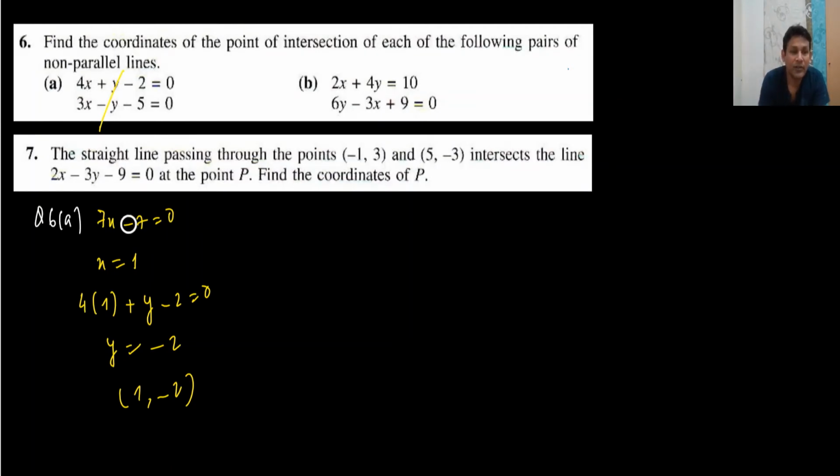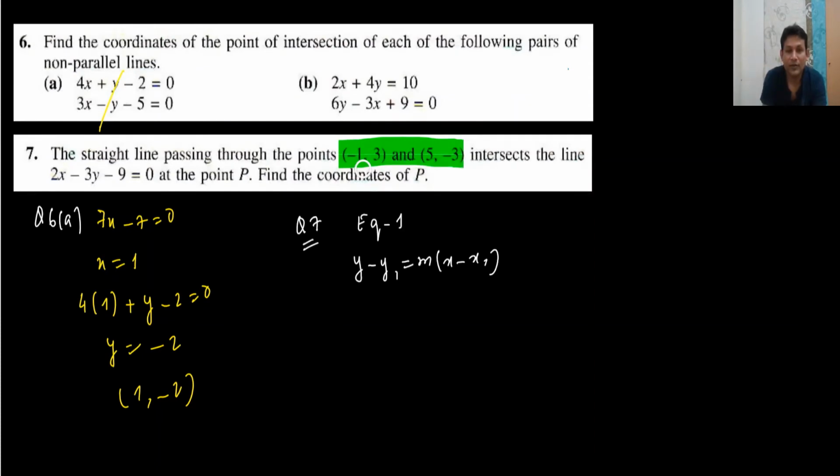So question number 7. A straight line passing through these points. Okay, we have two coordinates. When a straight line passes through two points, can you find the equation? Yes, we can find the equation. This is equation 1, question number 7. We can find it using y minus y1 equals m times x minus x1.